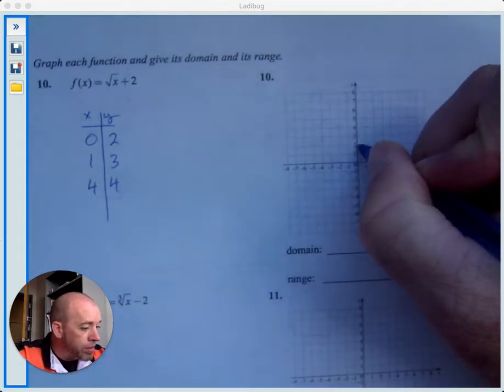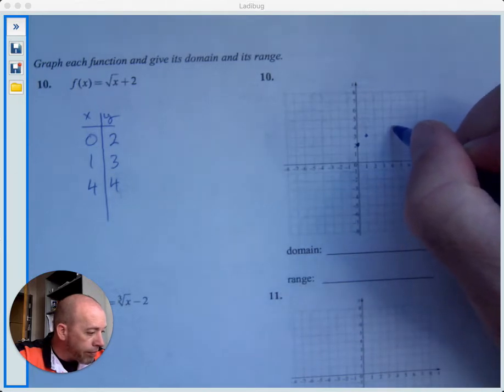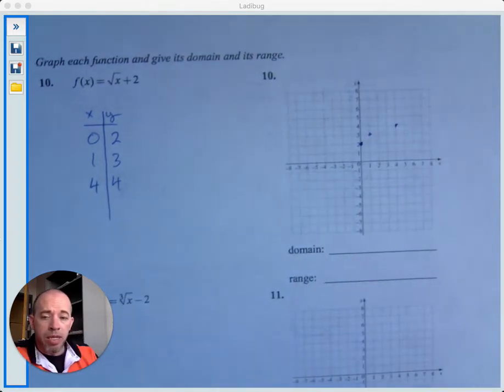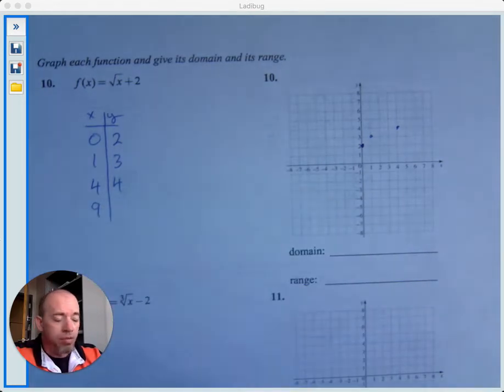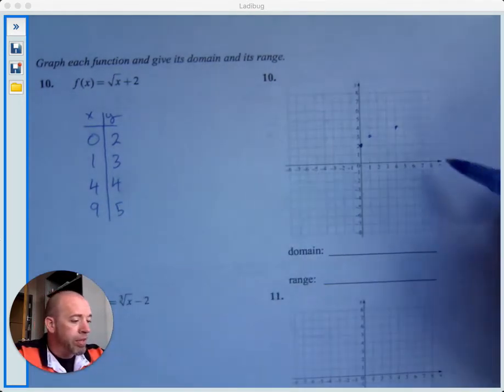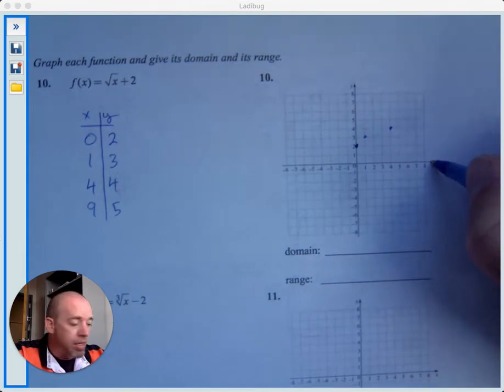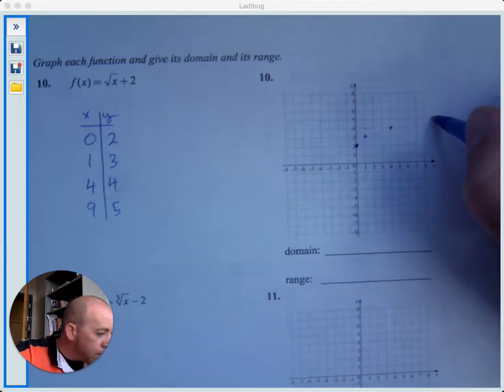0, 2 is right here. 1, 3 is right here. And then we have 4, 4, which is right here. As you can see, this is not a line, right? Those 3 points do not fall in a line. If we had one more point, the next perfect square would be 9, right? Square root of 9 is 3. 3 plus 2 is 5. Now I know we don't have a 9 out here, but if we had one, it would be right around here. And we'd have a point at 9, 5, which would be right about here, right?